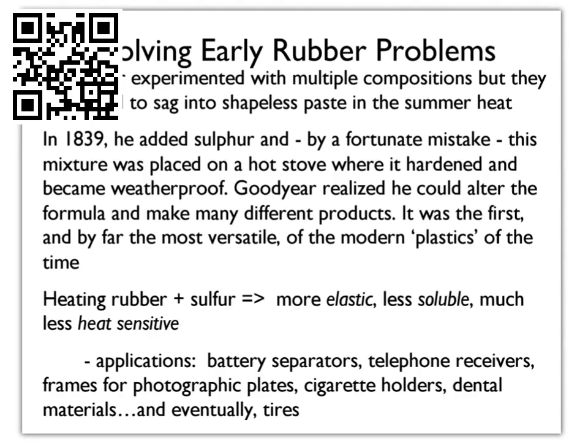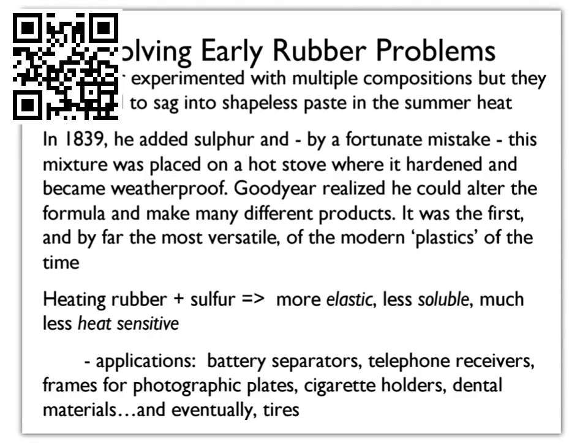But then, by accident, a very fortunate accident, he added sulfur. And you can imagine there wasn't a lot of sulfur before the mid-1800s anyway. And then, by a doubly good accident, this was placed on a little hot stove where it became what he was looking for, something that didn't sag when it got hot. And so he realized he could then alter this formula and make a lot of different products. And this was the first and by far the most versatile of the modern plastics of that time.